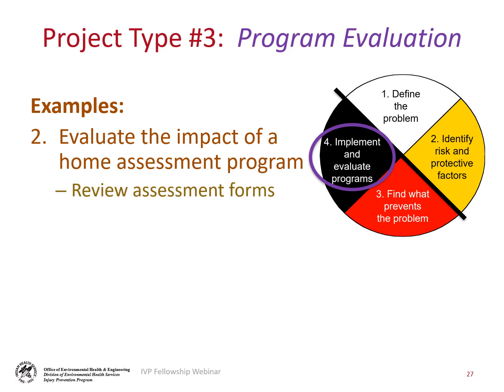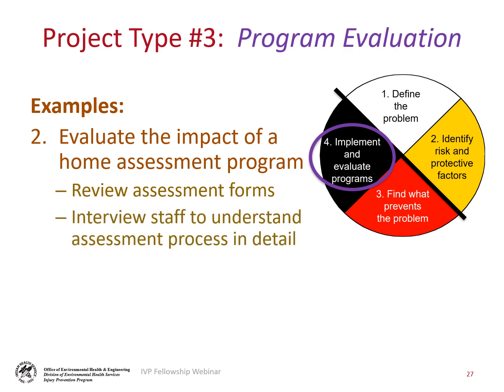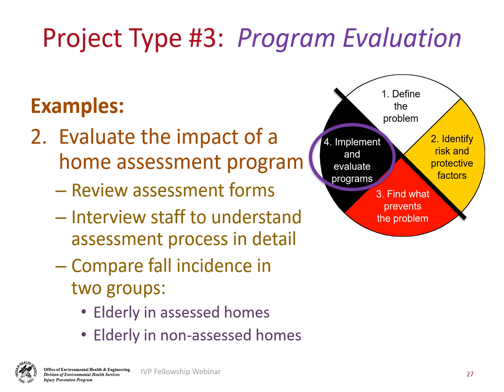The fellow might begin by reviewing all the assessment forms. After that, the fellow might interview the tribal staff to understand the details about how they conducted the home assessments. And then the fellow might identify two groups of tribal households that would be compared in terms of the falls outcome. One would be elders living in the homes that were assessed for risks. The other group would be elders living in homes that were not assessed for risks.